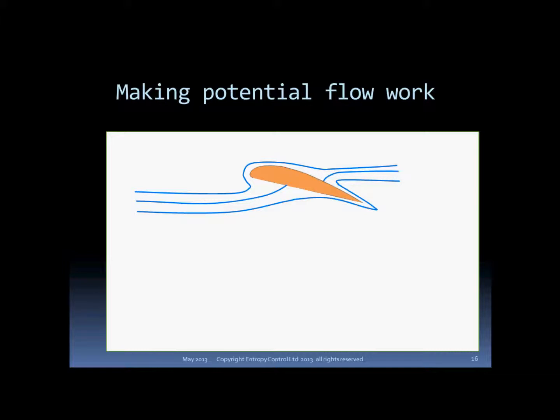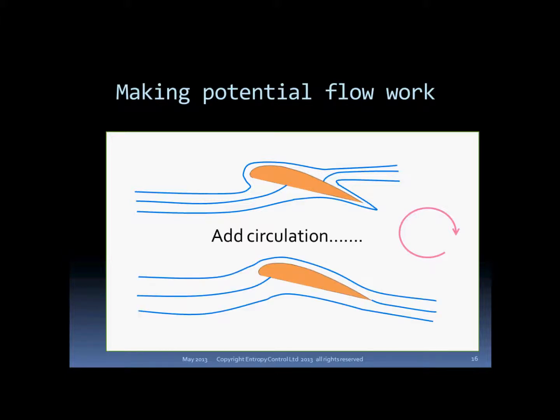So what we do is we add another flow to the system. It's perfectly legal to add flows together, and the one that makes everything work is a circulatory flow that's just strong enough to wash the rear stagnation point backwards to the trailing edge, where we know it has to be. Now the potential flow looks a lot like we know the flow around an airfoil to look like. And as a bonus, adding the circulation causes the wing to experience a lifting force.